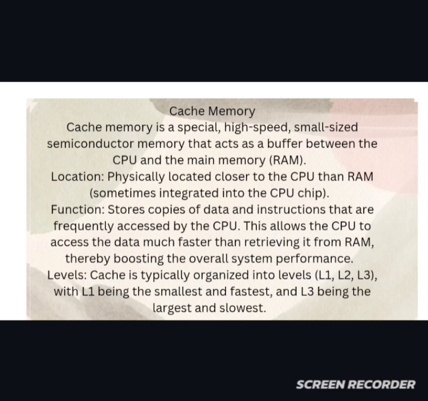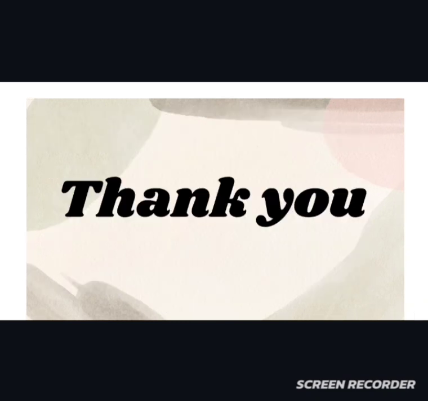This allows the CPU to access the data much faster than retrieving it from RAM, thereby boosting the overall system performance. Cache is typically organized into level 1, level 2, and level 3, with level 1 being the smallest and fastest, and level 3 being the largest and slowest. These are the types of memory.